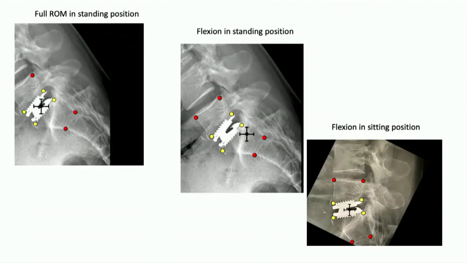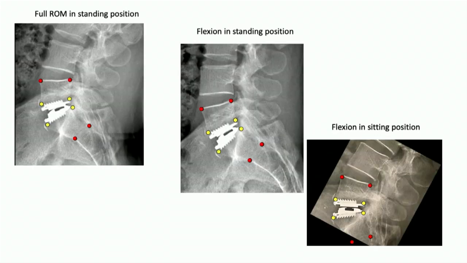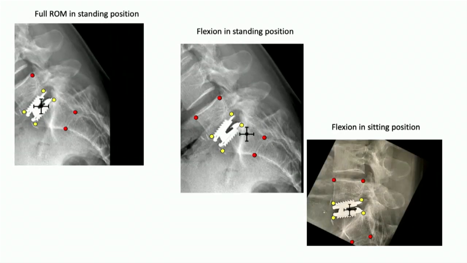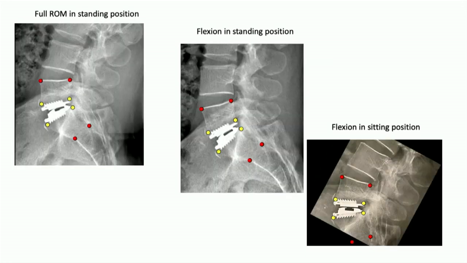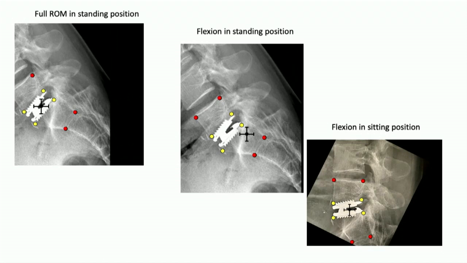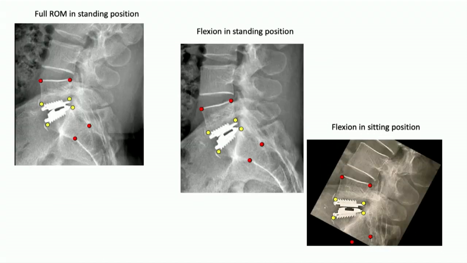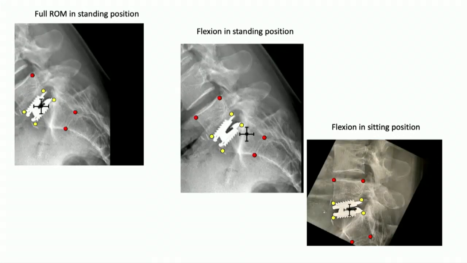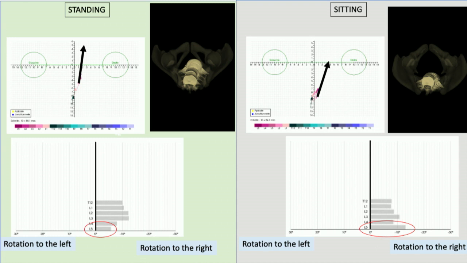So this is center of rotation. You see flexion in standing position. You have here the location of the center of rotation. Flexion in sitting position, which is, you see the center of rotation is inside of the prosthesis, and the full range of motion, the center of rotation is inside of the prosthesis. So probably some problem.